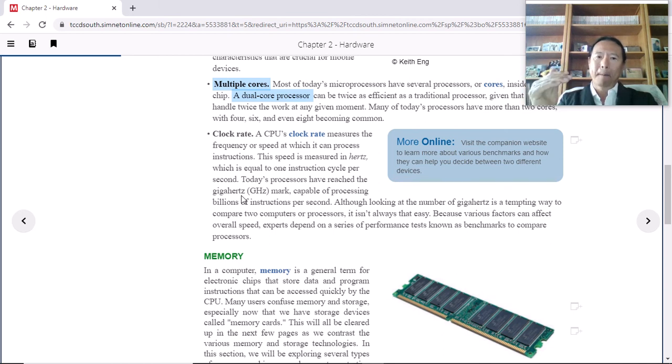Accuracy, in this case, means the computer did what was told by you. Okay.